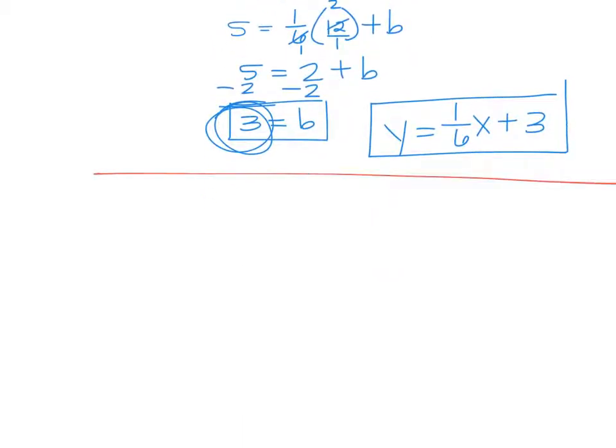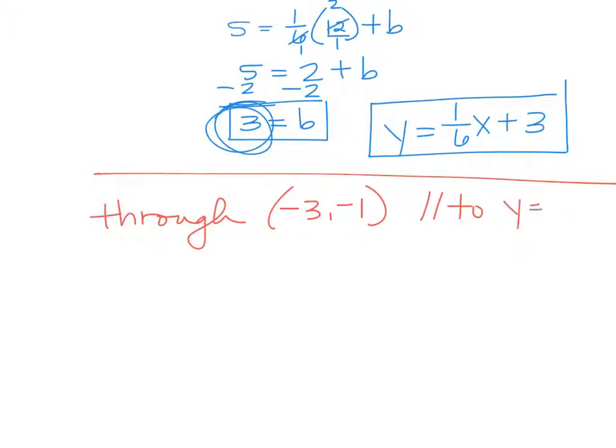Let's say this time we're going to go through the point -3, -1, and we want to be parallel to y equals 2x plus 3. Okay? Here's what I want you to see, guys. This equation has one piece of information you need, and one piece that you absolutely don't want to use. What's the piece we need? It's the slope, okay? The only thing you want to use from this equation is 2. You want to ignore the rest of this. Don't use that 3 for anything, okay?